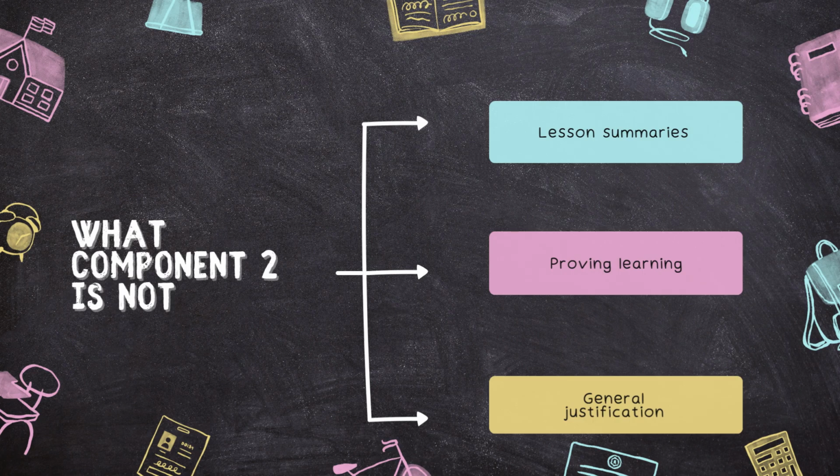Component 2 is not asking you to describe everything that happened, prove that learning already occurred, or justify your teaching in general terms. When writing focuses too heavily on description or outcomes, scorers cannot see the type of thinking Component 2 is designed to assess.